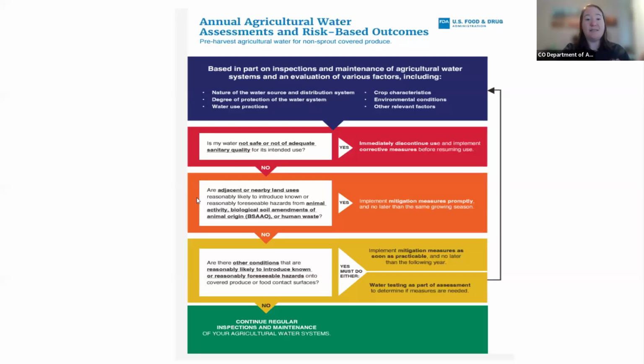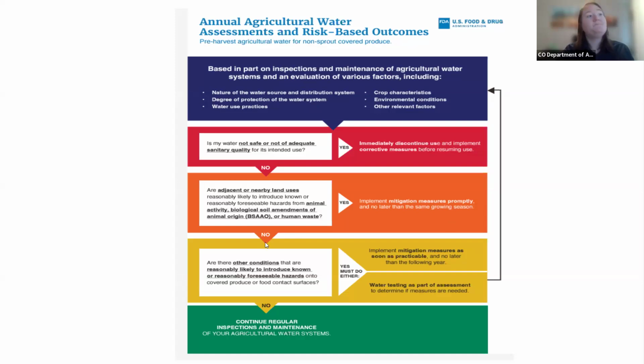If there's any adjacent or nearby land use reasonably likely to introduce known or reasonably foreseeable hazards, specifically the hazards dealing with animals. So animal activity, biological soil amendments of animal origin, or you may have heard of BASAO, or human waste. So if it's dealing with animals and how they may be going through your water, through your field, anything along those lines. If that's a yes, then you have to implement mitigation measures promptly, no later than the same growing season that you're in. So if it's dealing with animals, then this is what you'd have to do.